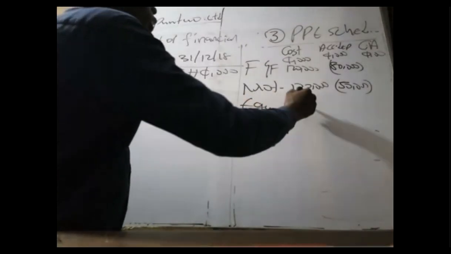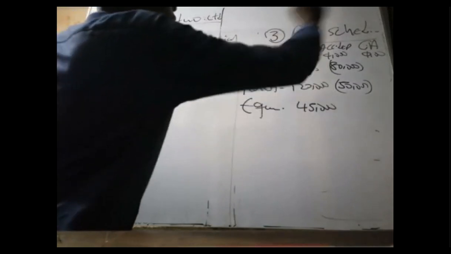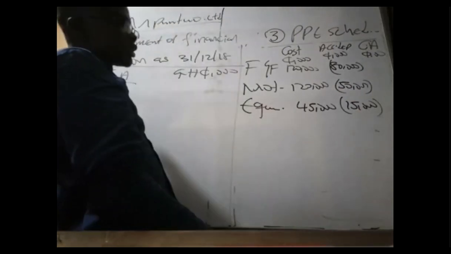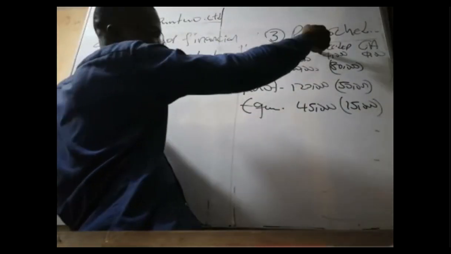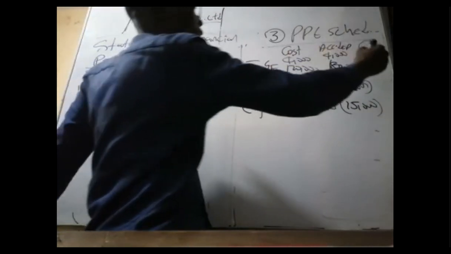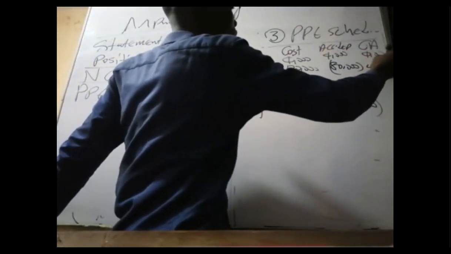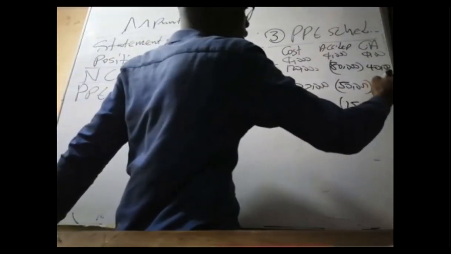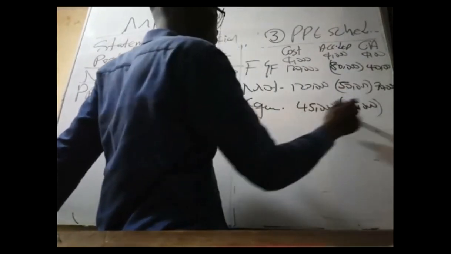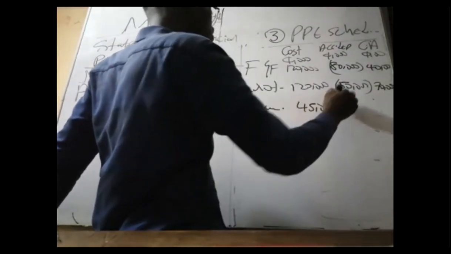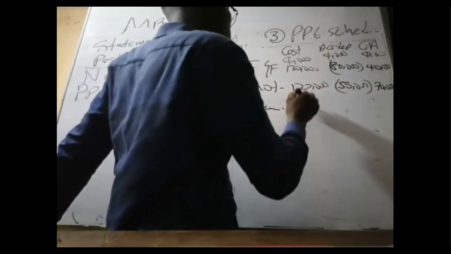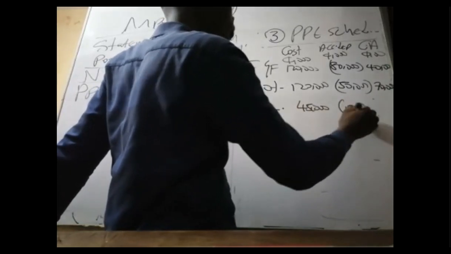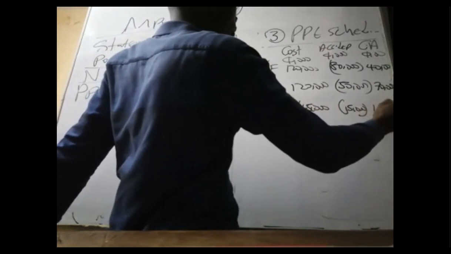So therefore, it will be something like this. Equipment, cost is 45,000, and then accumulated depreciation is 15,000. Let's find the current amount. Current amount simply means cost minus accumulated depreciation. So this minus this, this minus this, that should give us 30,000. Let me write this small here. 15,000. This is 45,000.